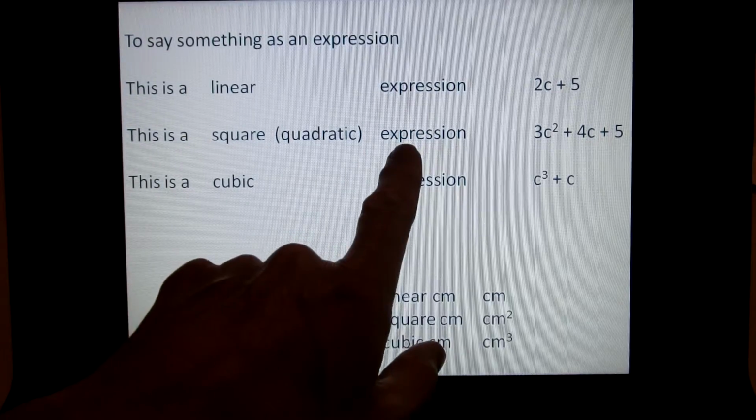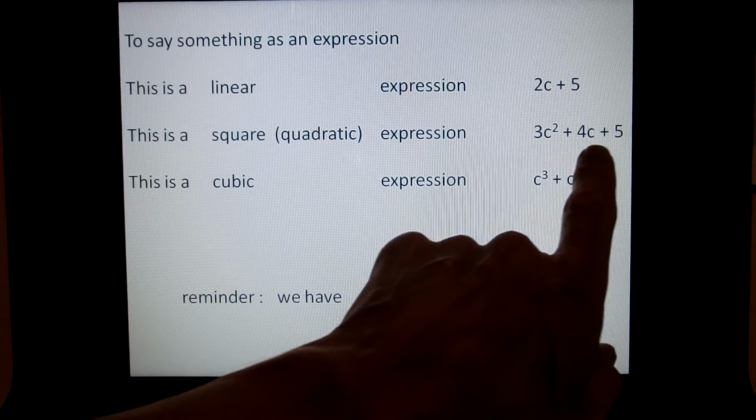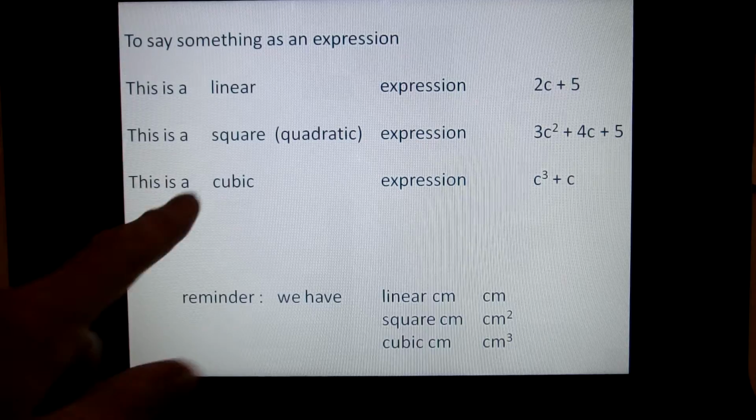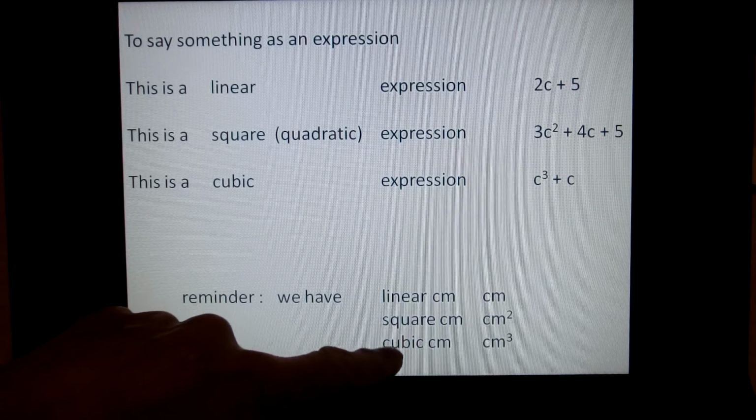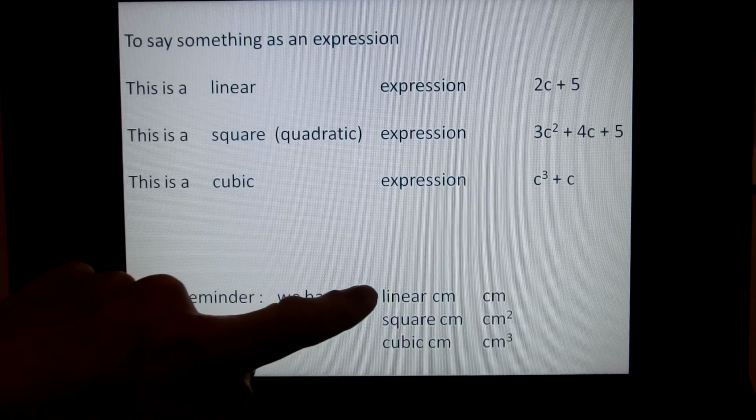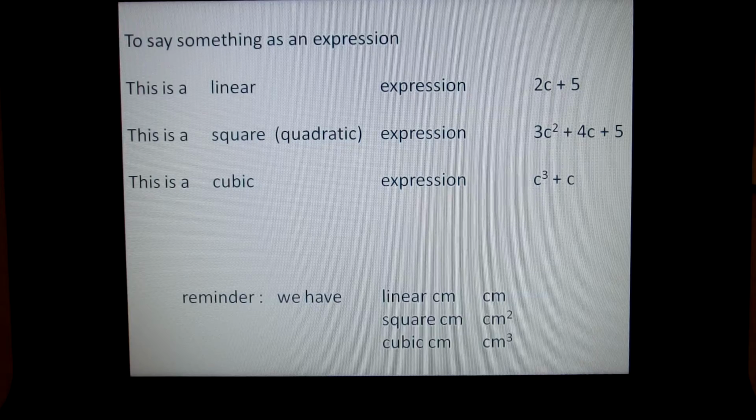This is a square or quadratic expression, 3c squared. The highest power is a power of 2. This is a cubic expression because the highest power is a power of 3. This does link in with measuring units, to prevent you from forgetting: we have linear centimeters, square centimeters, and cubic centimeters. So the words linear, square, and cubic crop up in measurement, but also crop up in describing things in algebra.